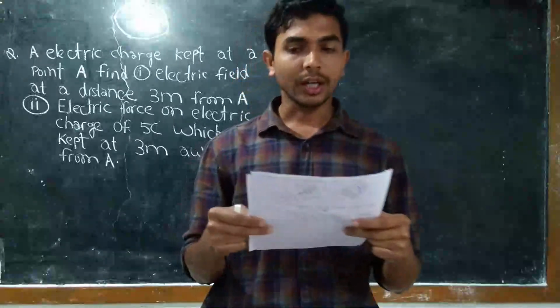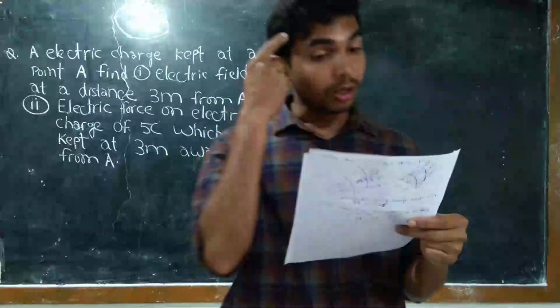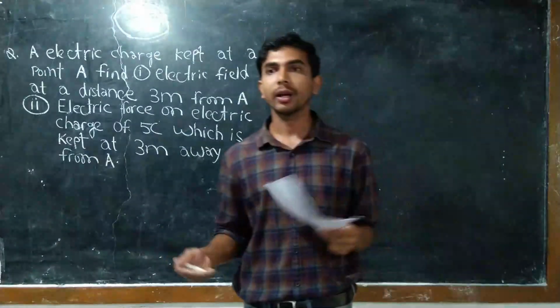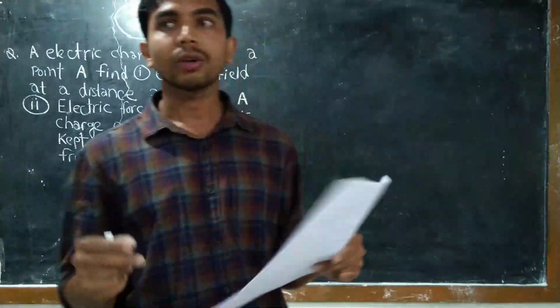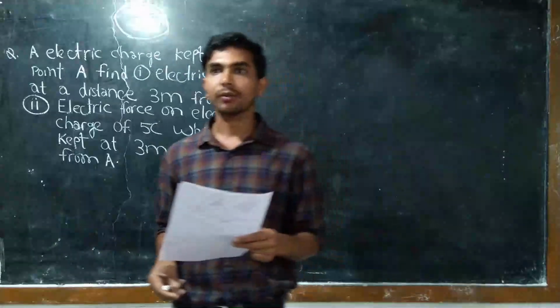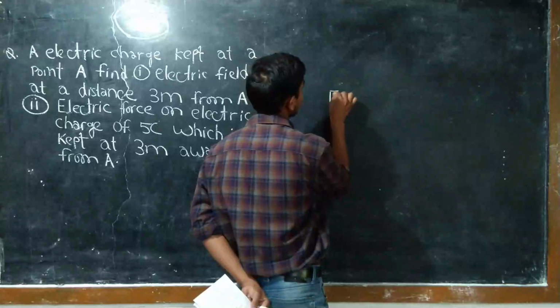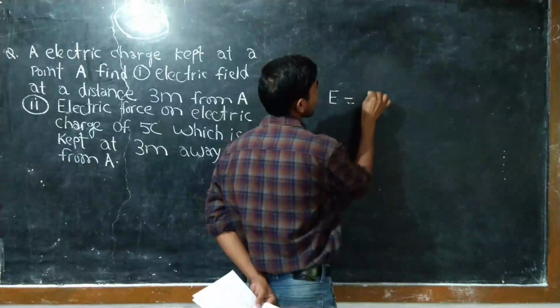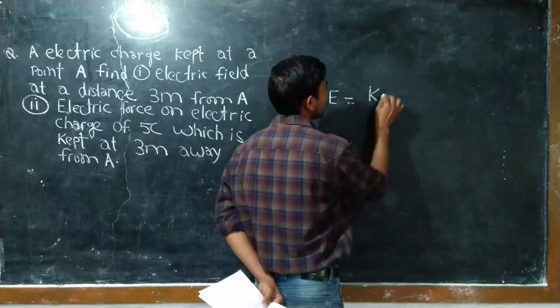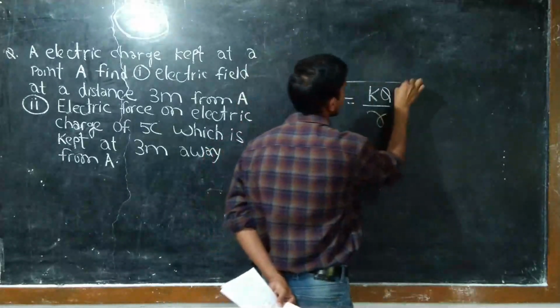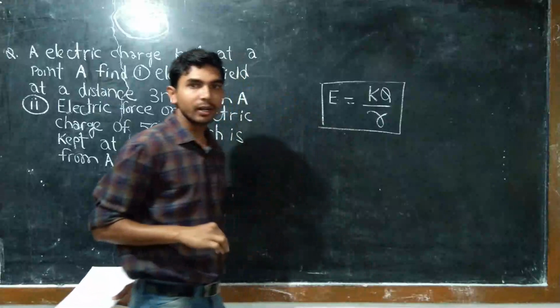I'm here with lecture 4. Yesterday I discussed how to find electric field, and I also derived the formula to find electric field. What is the formula? The formula is E is equal to KQ by R square. This is the formula to find electric field.